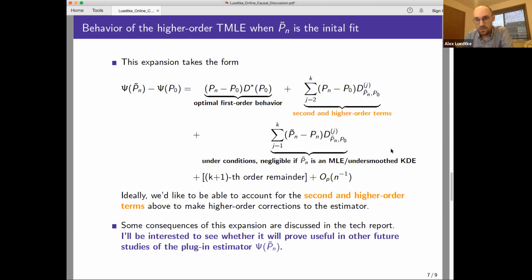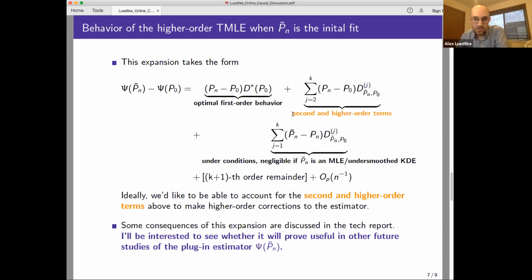Nonetheless, the analysis that Mark did of this higher order TMLE still provides a very interesting and novel expansion, where we can come up with a new way of studying the simple plugin estimator psi of Pn tilde. He comes up with this nice expansion where we have a term representing optimal first order behavior. We have a term expressing how important a role Pn tilde plays. We really need that Pn tilde, for certain distributions, its mean looks a lot like the empirical mean. Then we have some negligible terms that really won't come into play.